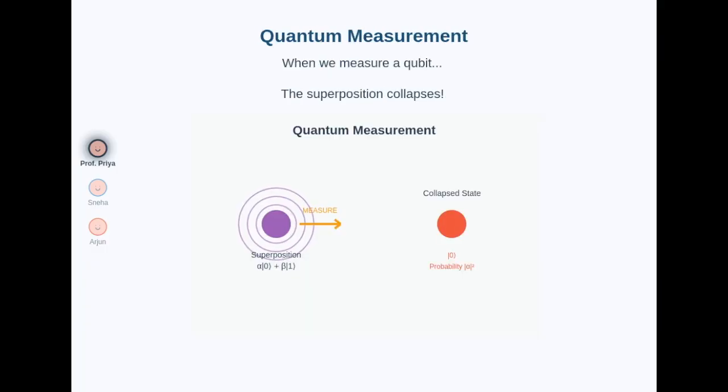Now here's where quantum mechanics gets fascinating. When we measure a qubit, the superposition collapses. We get state 0 with probability alpha squared and state 1 with probability beta squared.